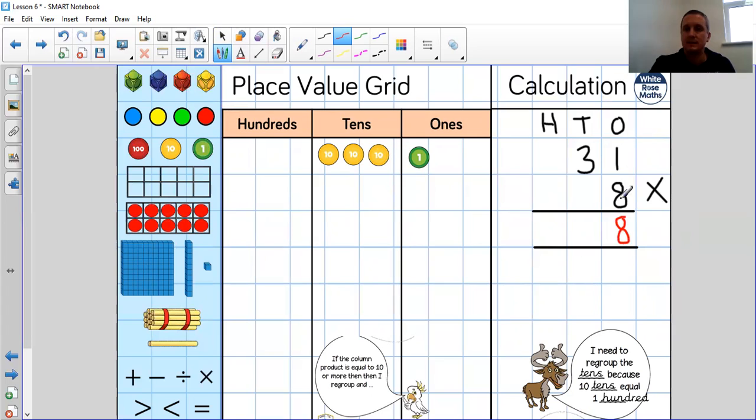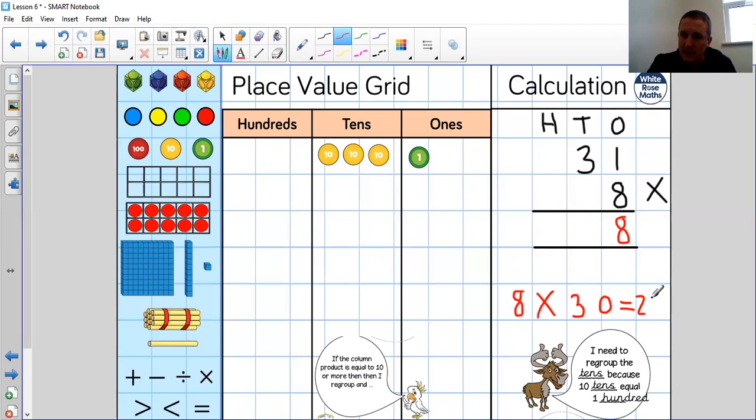Okay, first bit's easy. So now I've got to do 8 times 30, or I could do 3 8s, or 8 3s. I'm going to do 8 multiplied by 30. I'm going to go back to that old method that we learned a couple of lessons ago. I'm going to do 8 lots of 3 tens. So I'm going to do 8 multiplied by 3, or 3 8s. So we've got 8, 16, 24. Then I can add that 0 back on the end.